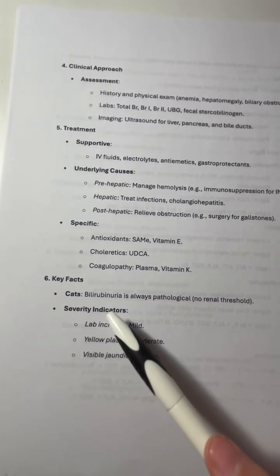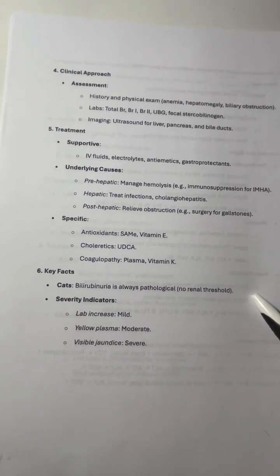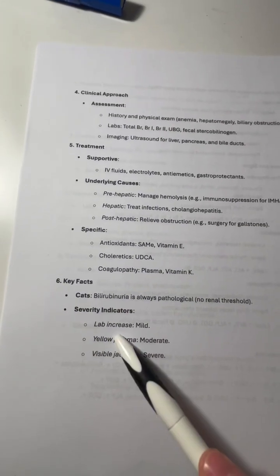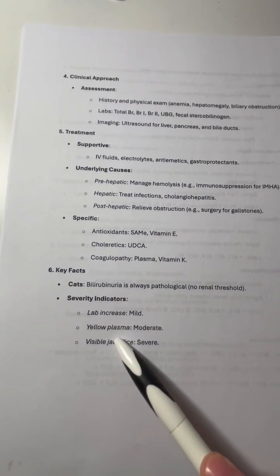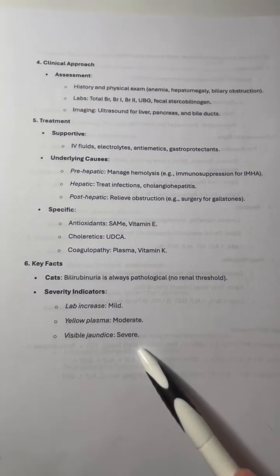In cats, bilirubinuria is always pathological. There's no renal threshold. See the severity. If there's a lab increase, it can be mild. If there's yellow plasma, it's moderate. And if there's visible jaundice, it's severe.